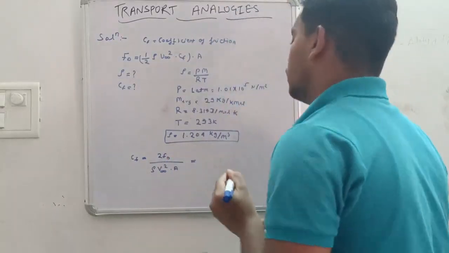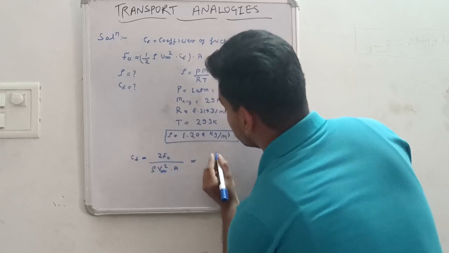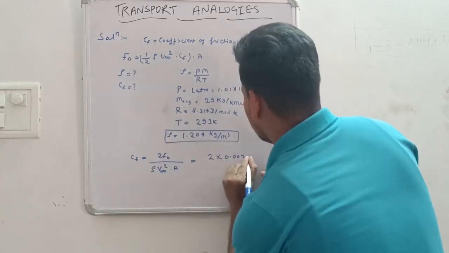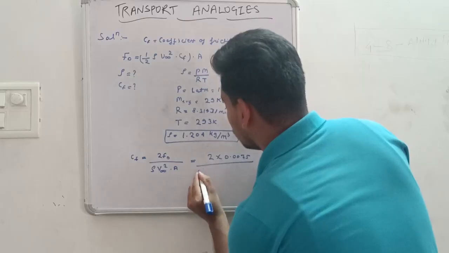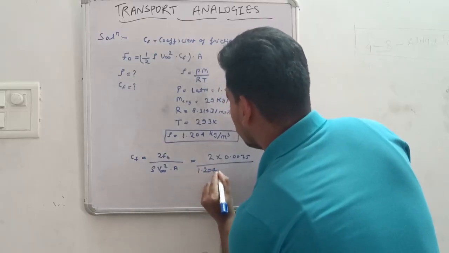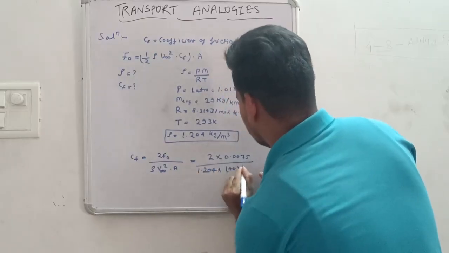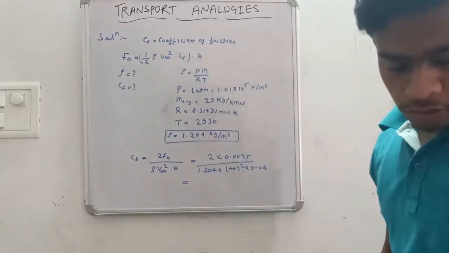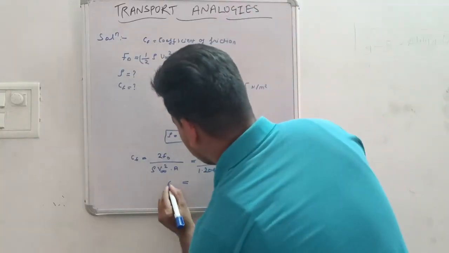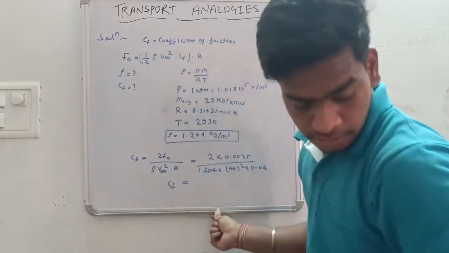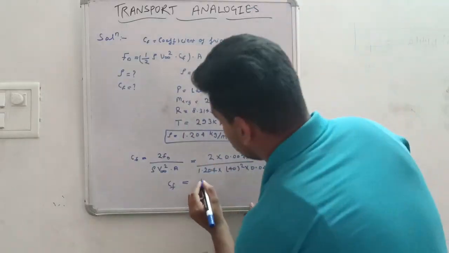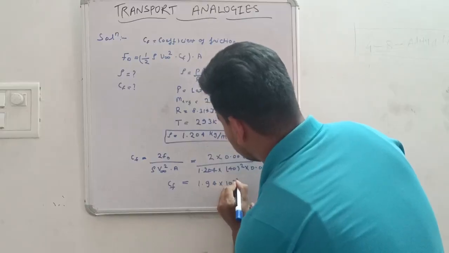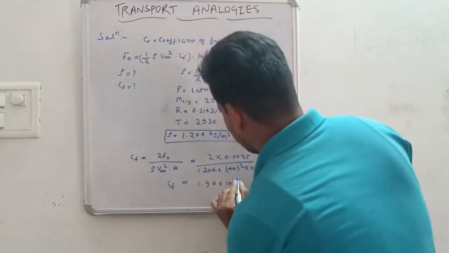We will put all the values of parameters we know. 2 into FD is 0.075 divided by rho is 1.204 into 40 square into area we know 0.04. By calculating this we get the value of CF as 1.94 into 10 to the power minus 3. So this is the value of CF we get.